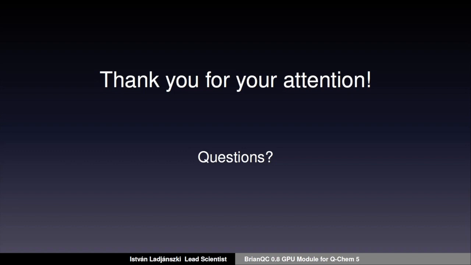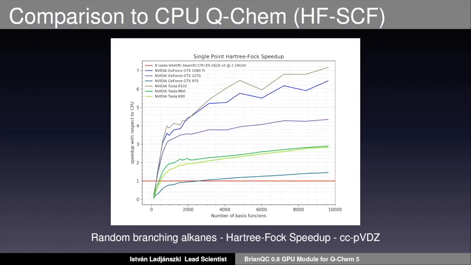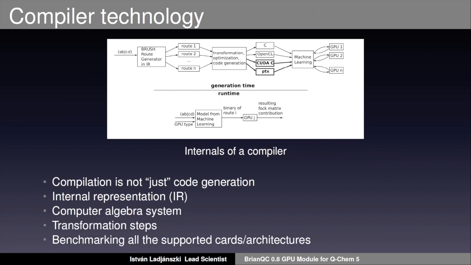Okay, so these calculations, which I showed you, are mixed precision calculations. In the routes, which I showed you on the compiler slide, we have full single precision kernels, full double precision kernels from all the algorithms, and mixed precision kernels. We have heuristics, a machine learning model, which chooses between the routes, based not just on performance benchmarks, but also on precision levels.